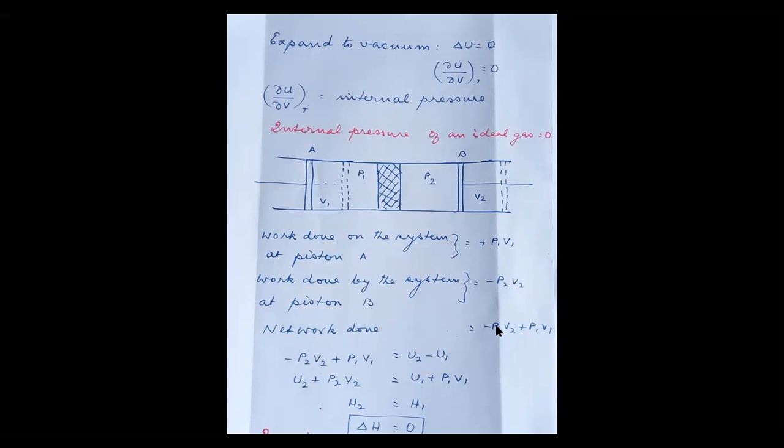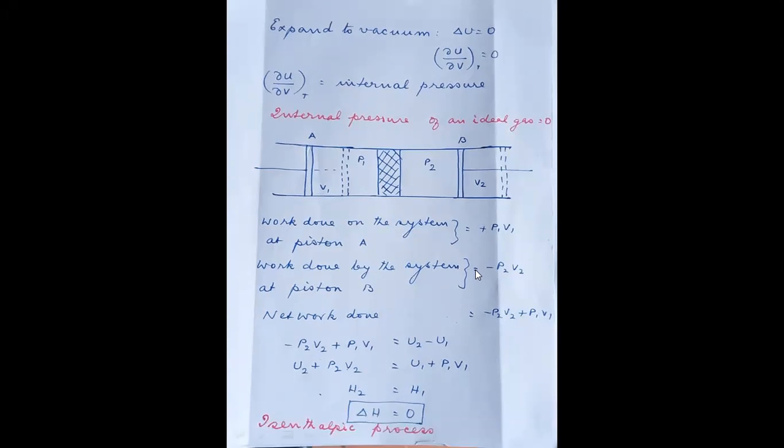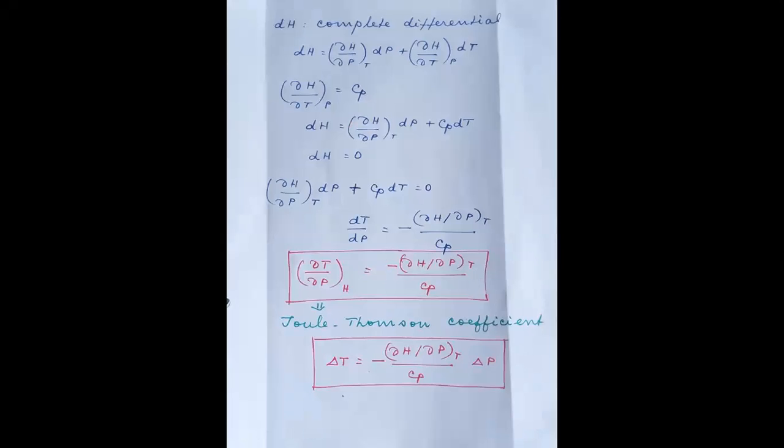Now, you know that dH is a complete differential. It is also a state function. When we first started studying enthalpy, we discussed that it is another state function. What is a state function? One which depends only upon the initial and the final states of the system, and not upon the path by which the system has arrived at the new state.